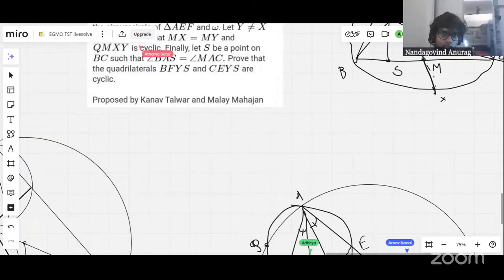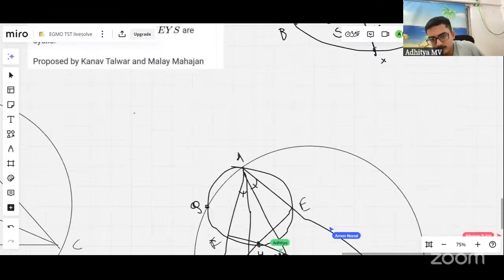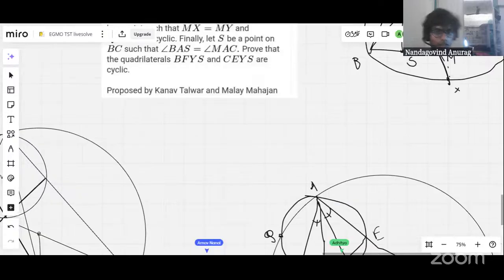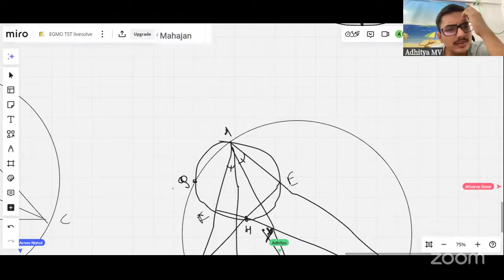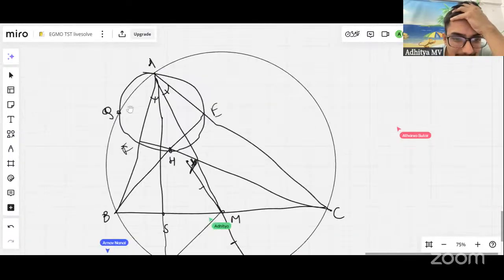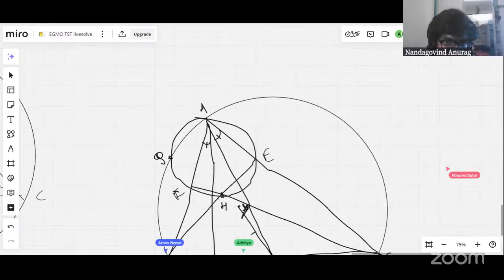BFS, CF. Wait, what's S? S is the median point. Oh, S is the median. Fine. Okay. So that S is BFYS. Yeah, that's better. BFYS. Like you want to show BFS, CFE?